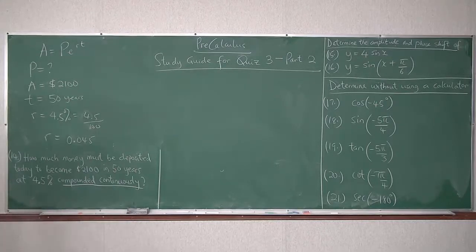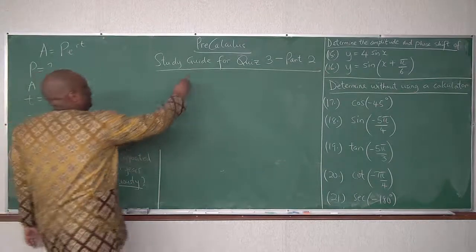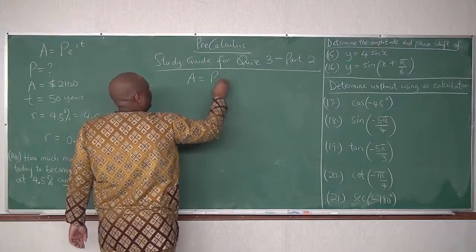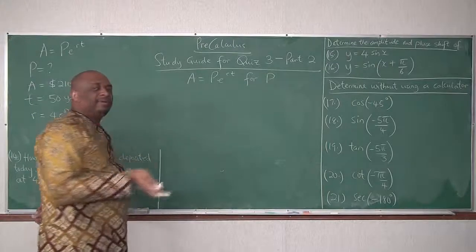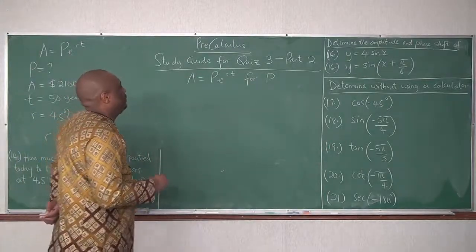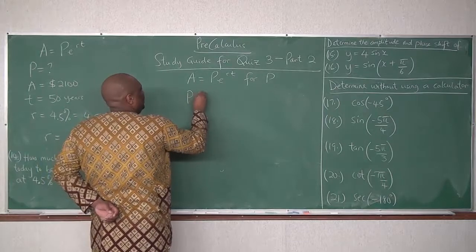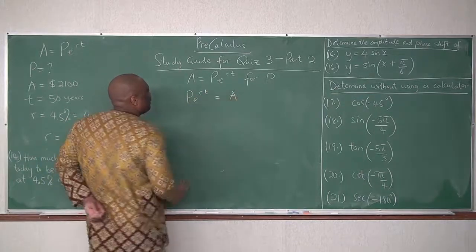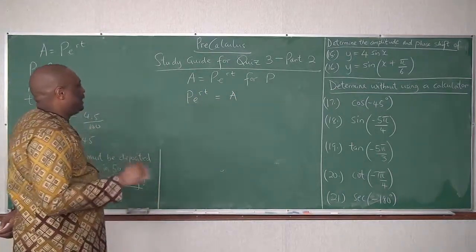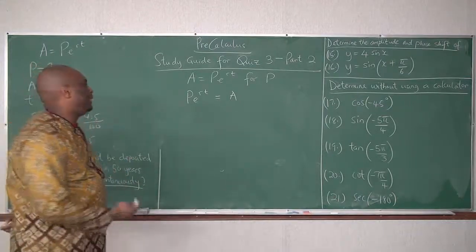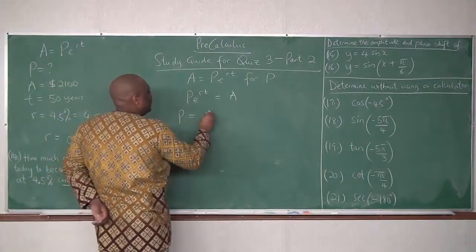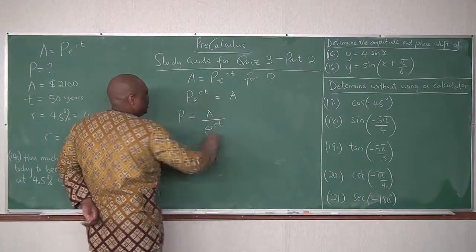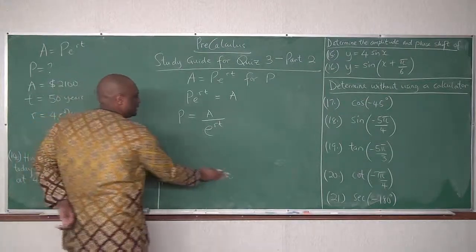Now, we are asked to find P. So we have that A equals P e^(rt). P is on the right hand side, so let's bring it to the left hand side. P e^(rt) equals A. Then divide both sides by e raised to power rt. So P will be A over e^(rt). So what is this going to give us now?